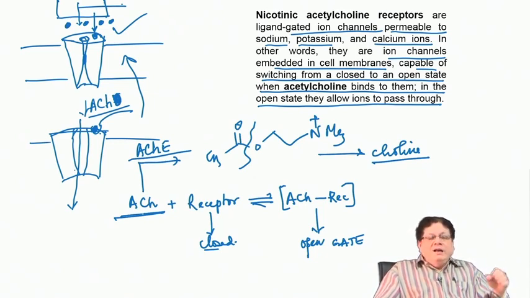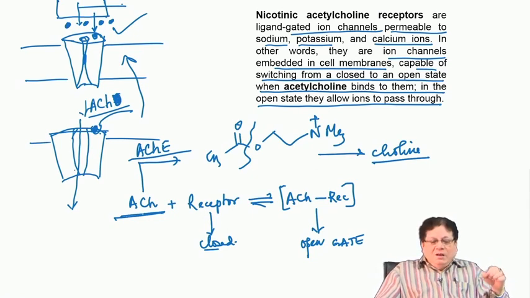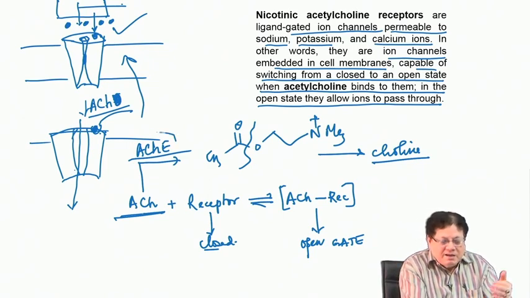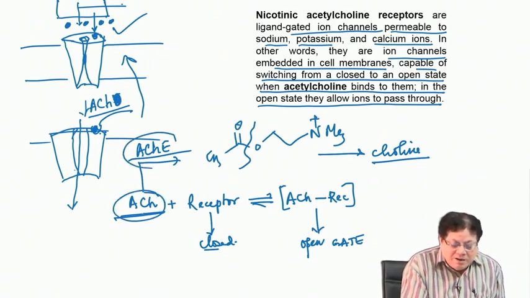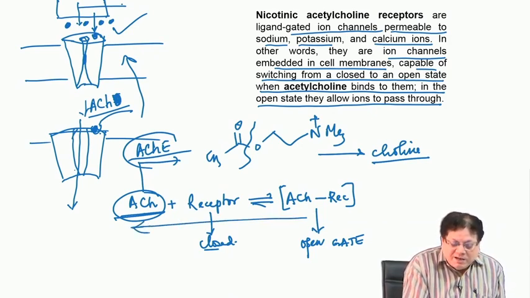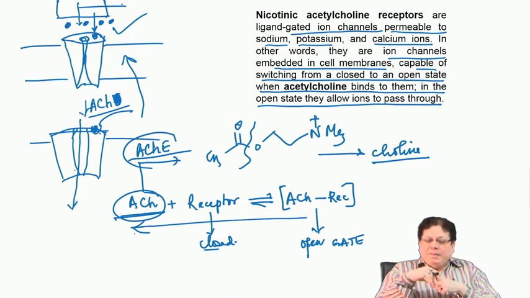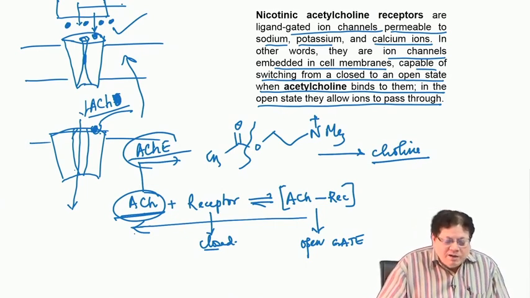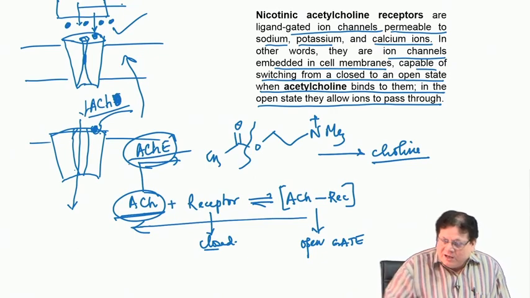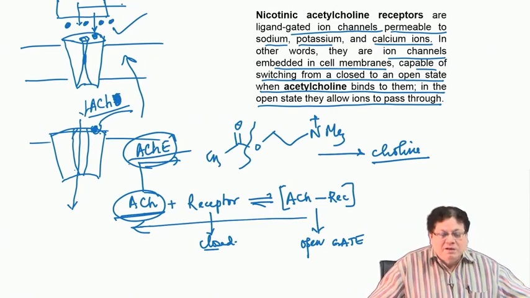And then how to stop this signal? If you hydrolyze the acetylcholine by this enzyme acetylcholine esterase, then the equilibrium will be shifted to this side. So you will have the resting state of the receptor, that means the gate is closed, and the flow of ions will also stop. Okay. So this is for the nicotinic receptor. We will come back to acetylcholine esterase once we are through with the muscarinic receptor.